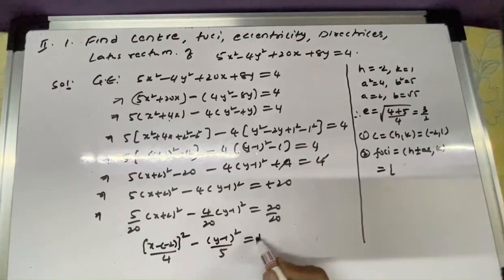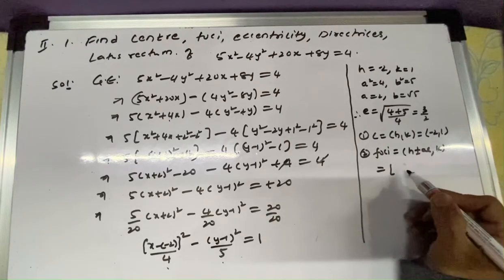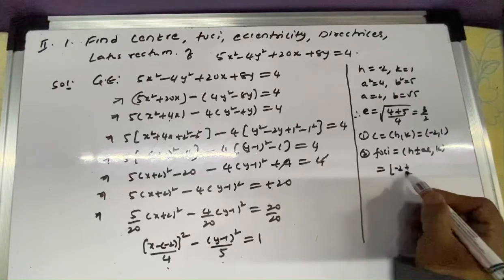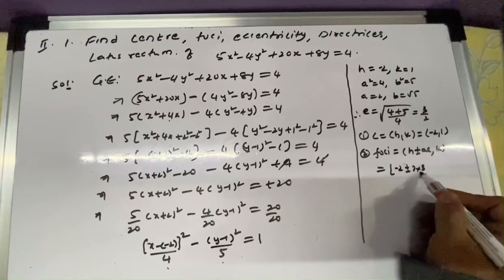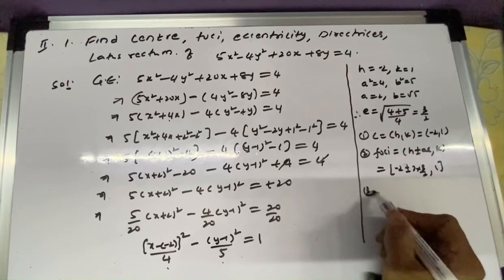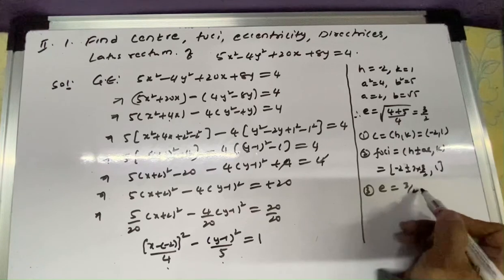How do we know this formula? Because the right side plus value is there, a and b are there. So we have this formula. This is the third formula which we have to use. h plus or minus ae, 2 into 3 by 2, comma k, 1. Simplify that. Third one, eccentricity, which we have already calculated.